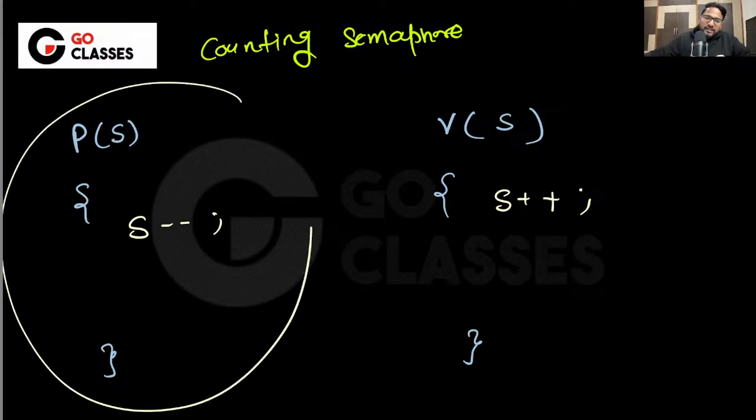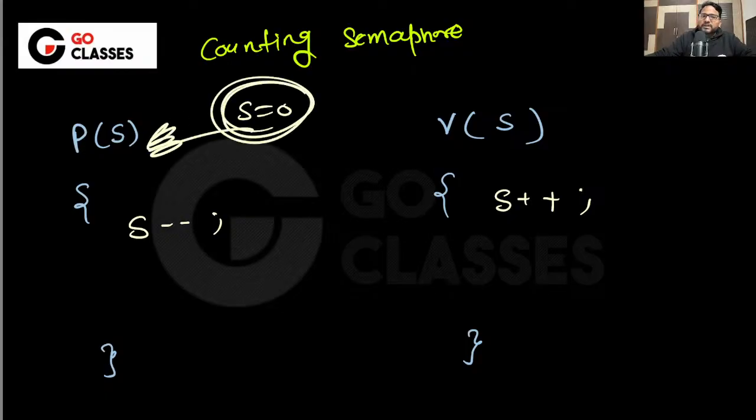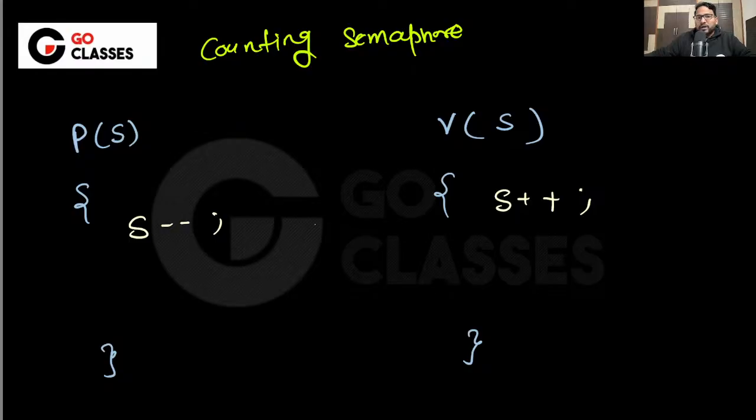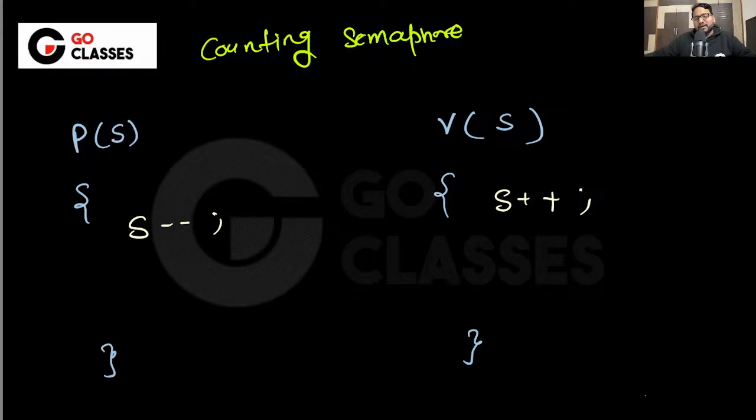Now, what else do we need in this P? See, what we need in this P is basically that if someone with S equal to 0 is executing this P, then it should get blocked. It should get blocked, right? If someone with S equal to 0 is making the call with P.